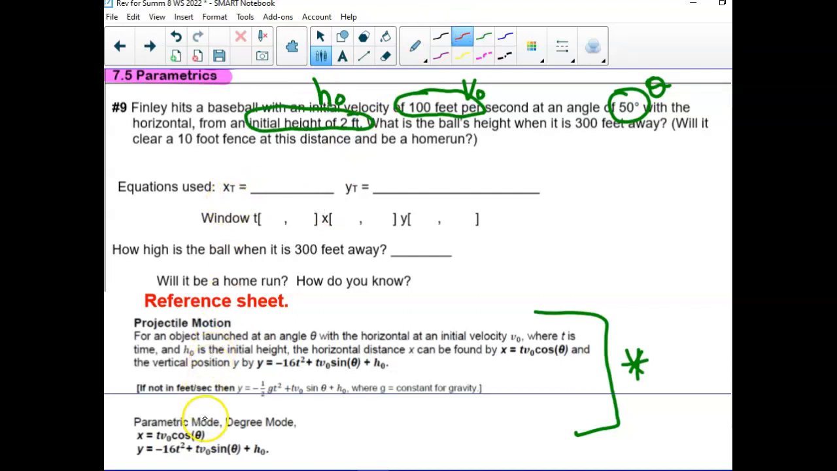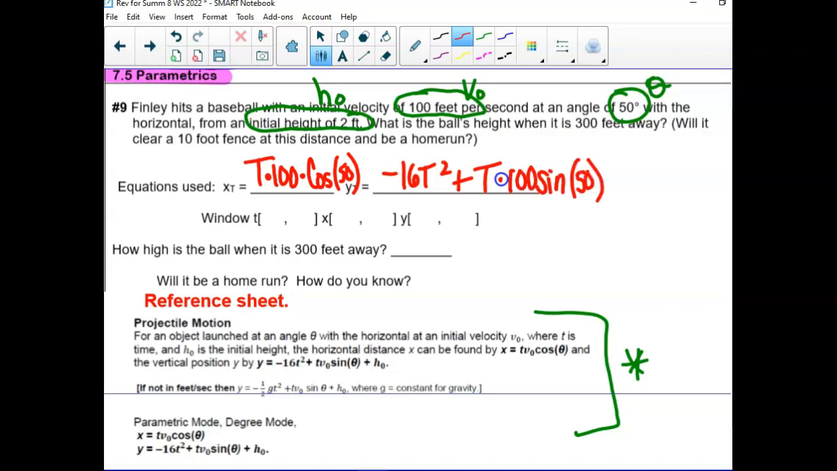So the equation for x is t v sub 0 cosine of theta. So don't forget that t. That's what messes everybody up. So it's t times 100 times the cosine of 50 degrees. And then the y, it says, is negative 16t squared plus t v sub 0 sine theta plus h sub 0 on the end. So it's negative 16t squared plus t times 100 sine of 50 plus 2.